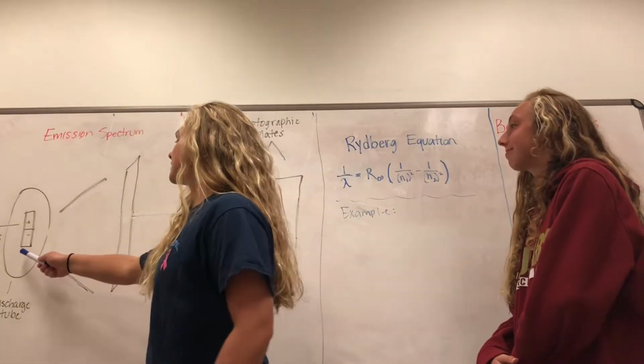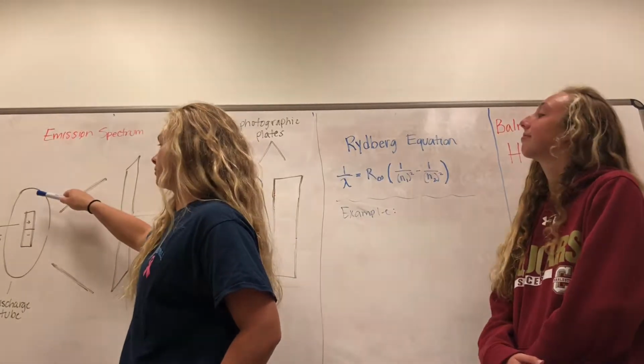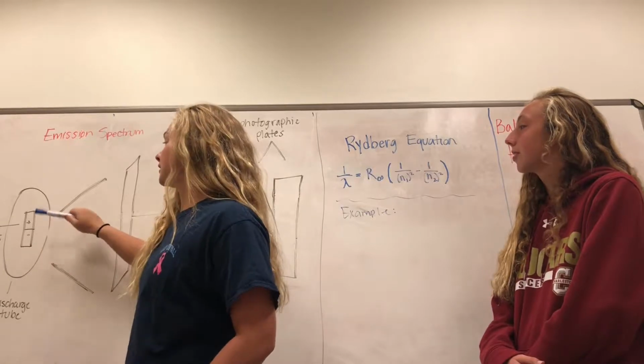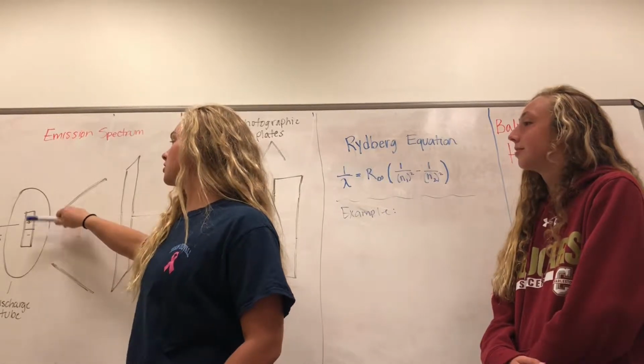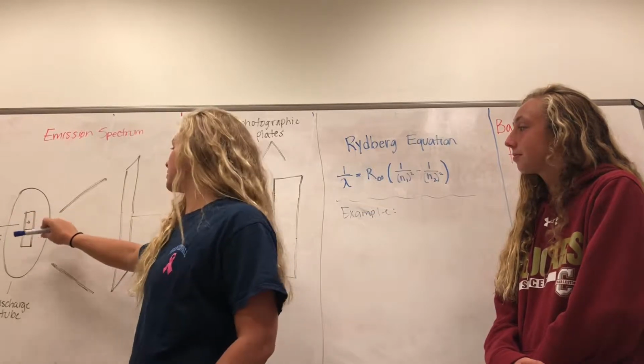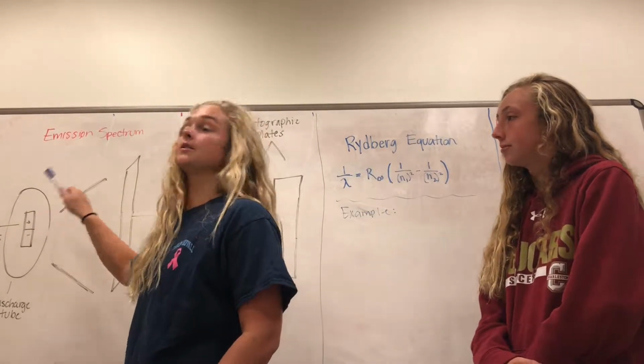So, the gas being studied begins in the discharge tube, which contains two electrodes, which are very high voltage. As the electrons move from the negative electrode to the positive electrode, they collide with the gas particles. This collision results in the emission of light.